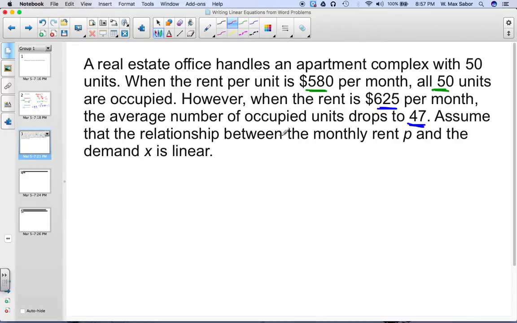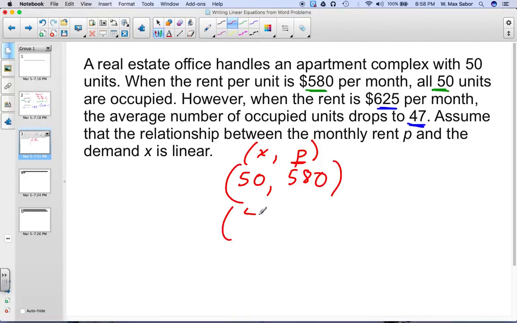Assume that the relationship between the monthly rent P and the demand X is linear. So we're gonna do this as demand, comma, monthly rent. If you set it up differently, then just be aware that that would look differently. So we're gonna say the monthly rent is gonna be taking the place of Y. So we have 2 points. We have 50, comma 580, and we have 47, comma 625.